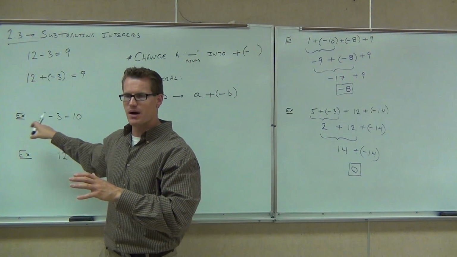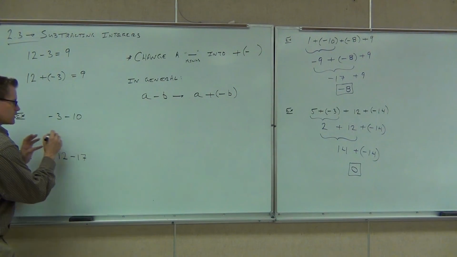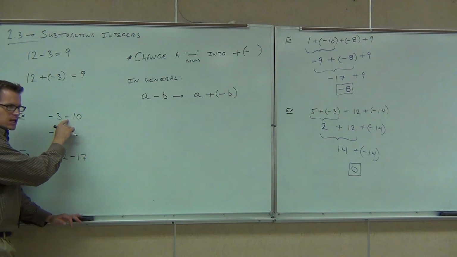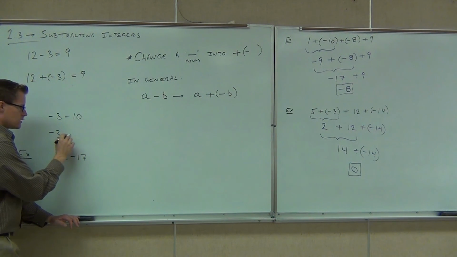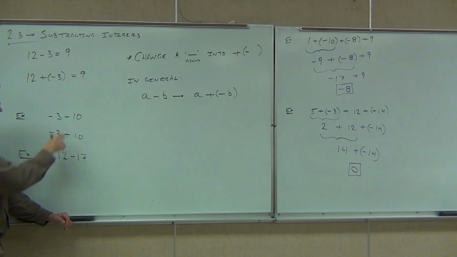So it says negative 3 minus 10. We're going to keep the negative 3. That one's not the problem for us. What am I going to change the minus to, everybody? Plus 10? I mean plus negative. Can I do that? Just like that? No, you have to put a negative. What's wrong with this picture? You have to put a negative in front of the 10.